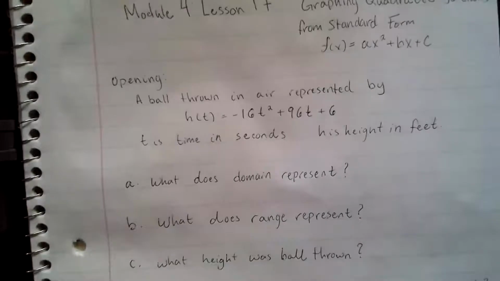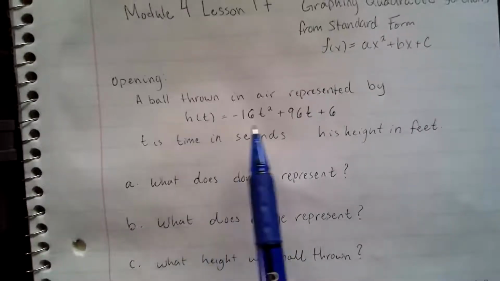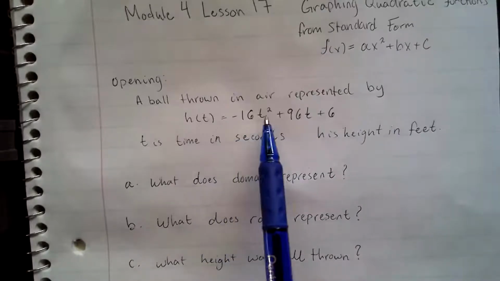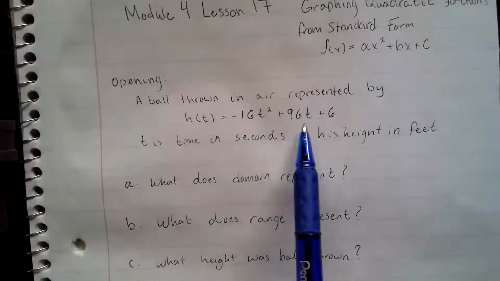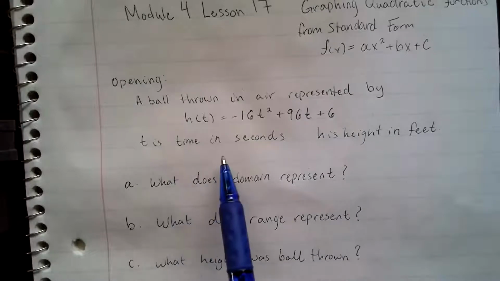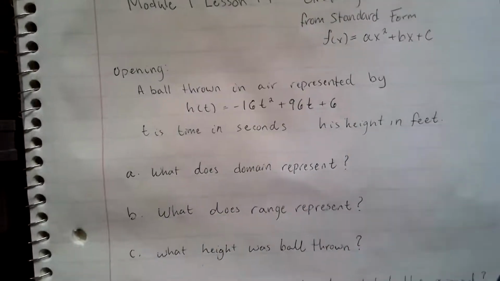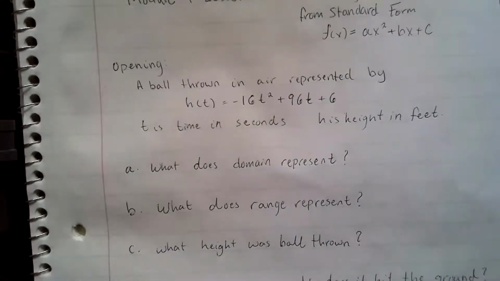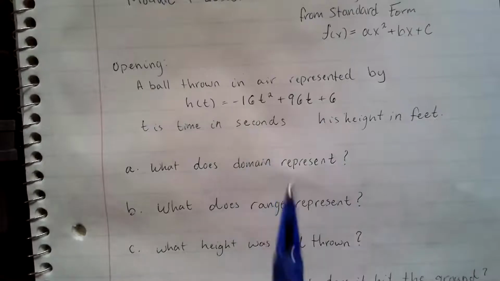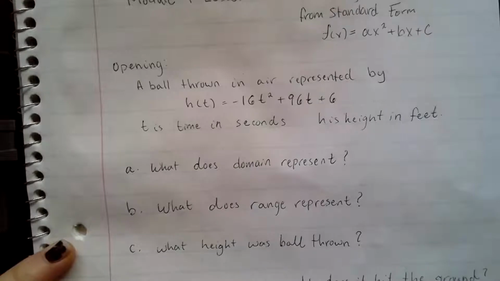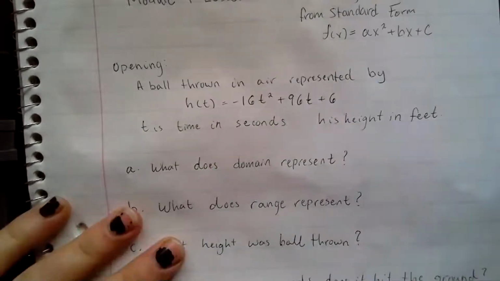All right, so a ball thrown in the air is represented by the function h of t equals negative 16t squared plus 96t plus 6. T is the time in seconds, and h is height in feet. So what does the domain represent? And remember, the domain is all x values that are true for a function. Take a second to think about that. The domain in this case is the time that the ball is in the air, right?